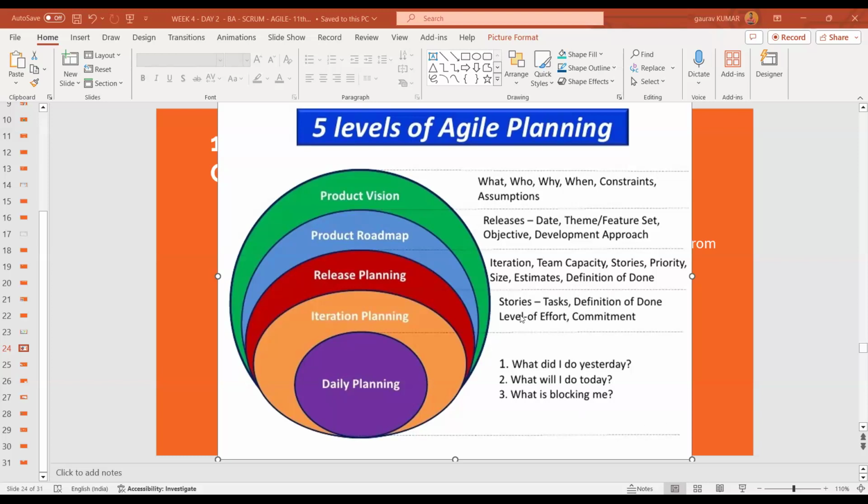Your excellence criteria will be clear. You use the stories, task and definition of done, level of effort, required commitment, everything against the user story, you can get the information.